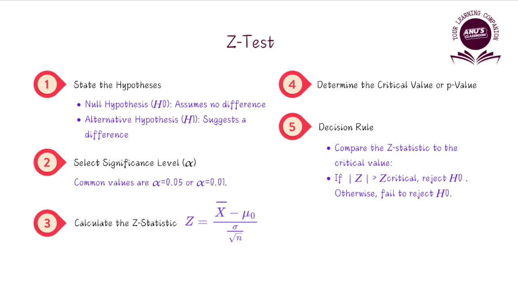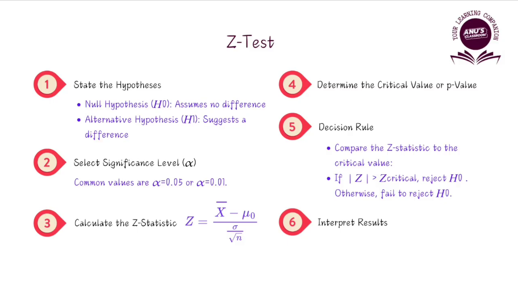Like if our z statistic is greater than our critical value or this p-value, then we will reject the null hypothesis. Otherwise, we will fail to reject the null hypothesis. Okay. So with that, we can interpret our results. That is, draw a conclusion in the context of the problem we are solving based on whether this null hypothesis is rejected or failed to reject.